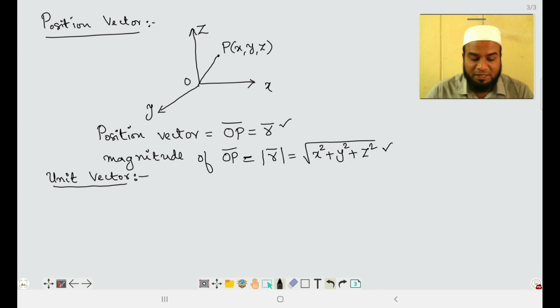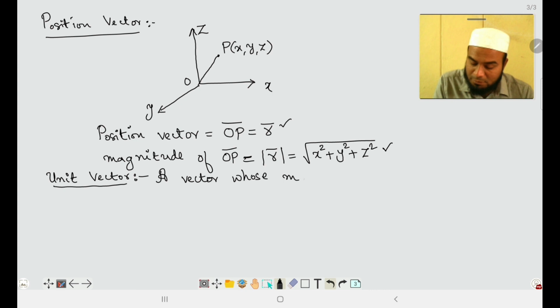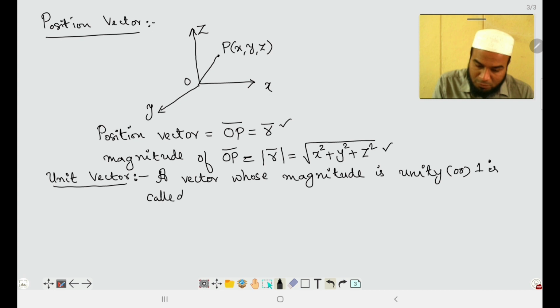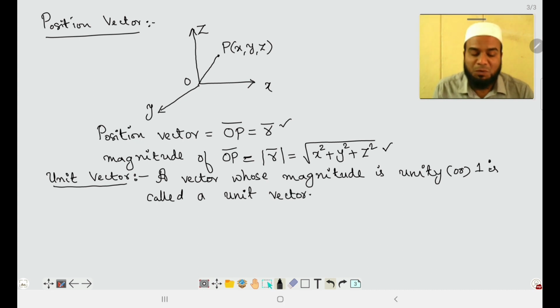Next we are seeing unit vector. How do we define unit vector? It is a vector whose magnitude is 1, that is, unity. A vector whose magnitude is unity, or 1, is called a unit vector. This is the formal definition of unit vector. Unit vector is nothing but a vector whose magnitude is 1. We can consider a few examples, right?